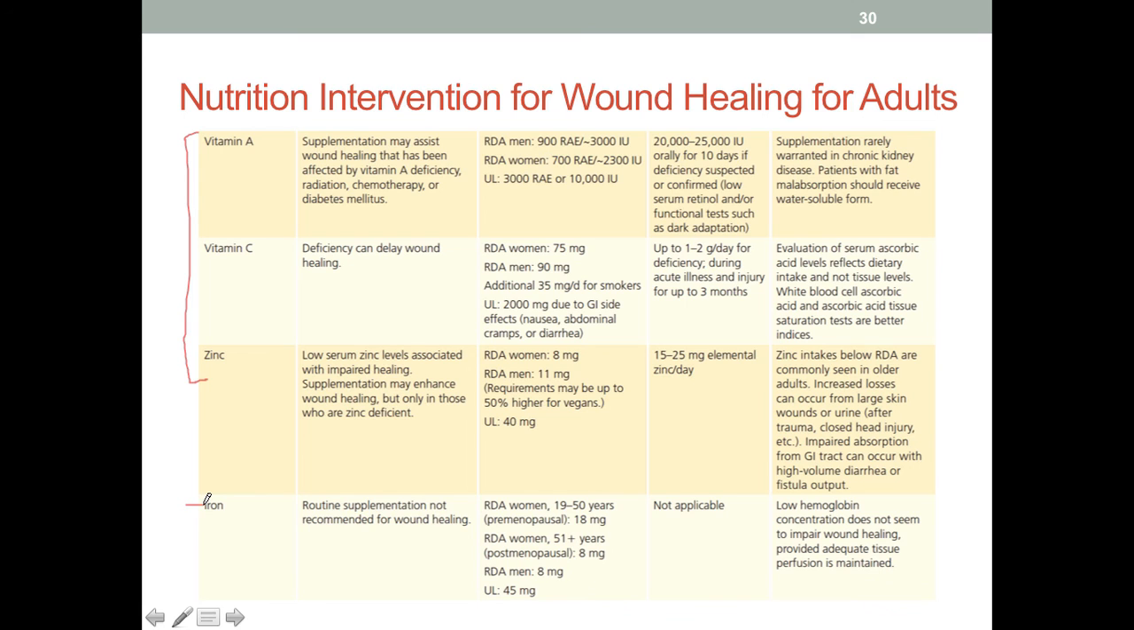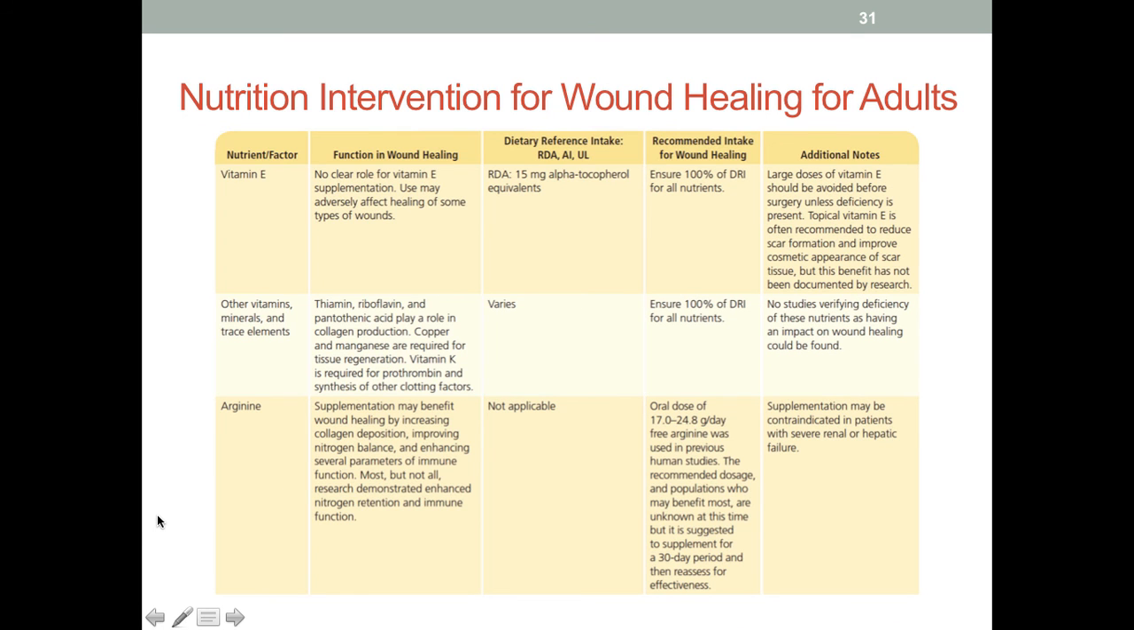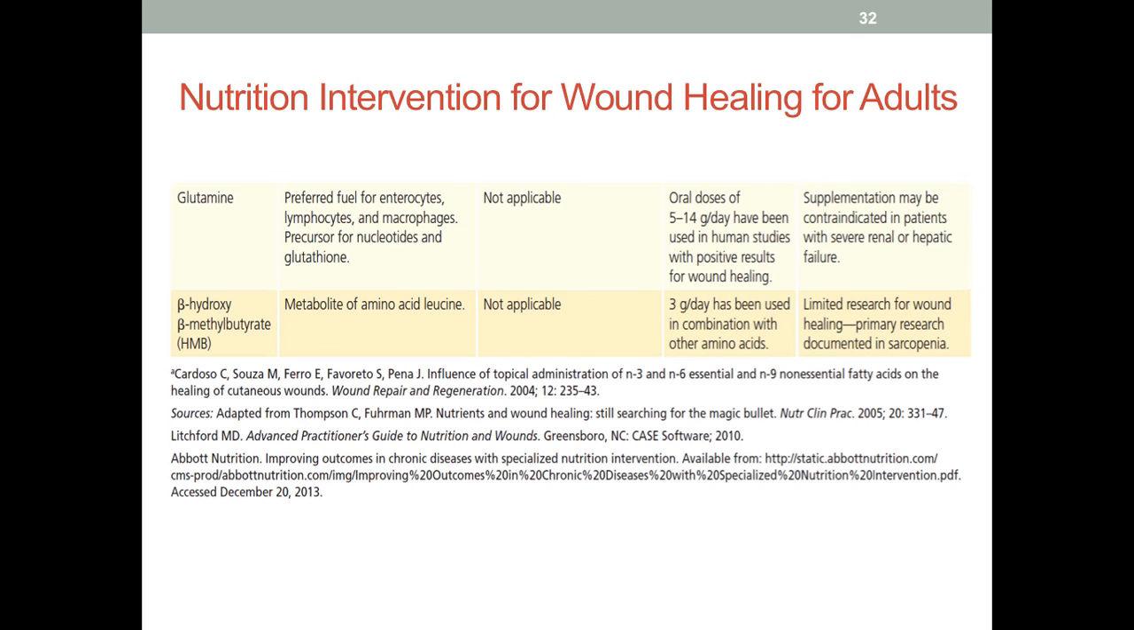Studies indicate for iron that it does not need to be routinely supplemented for wound healing, because these studies indicate that low hemoglobin status does not delay the wound healing process as long as the perfusion is maintained. So that means as long as the blood is flowing to the site of the injured tissue or wound normally, we do not need extra iron to promote the process. Then we also have other micronutrients and other potential supplements we consider. So please read these 2 slides on your own.